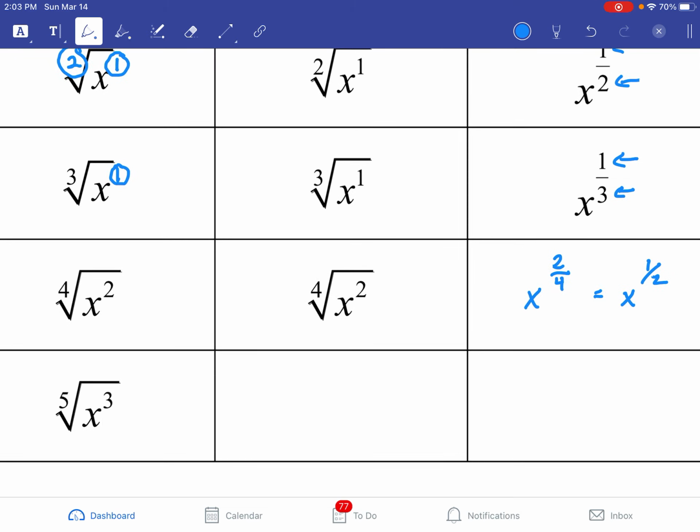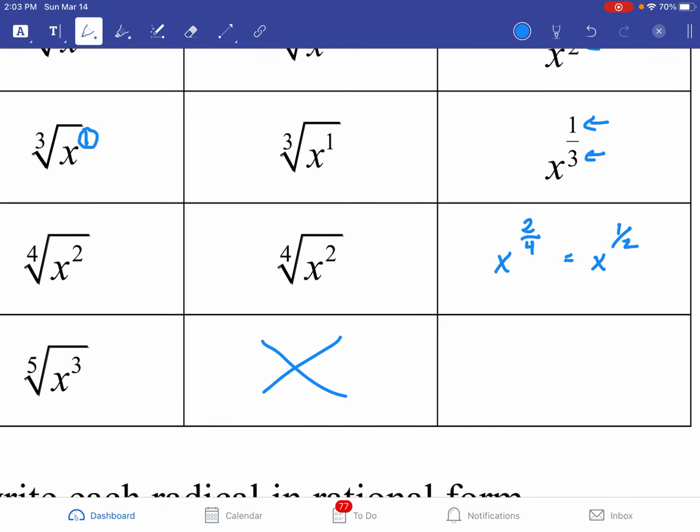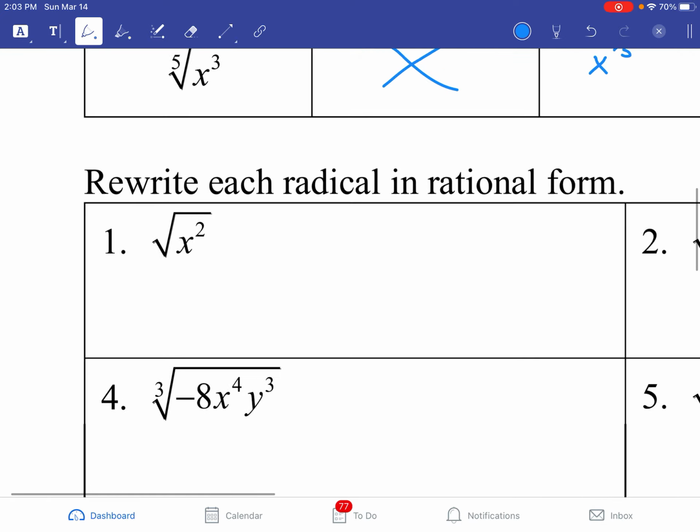All right, because we know that's the root already, I'm going to skip that part and go right to the end. So you have x, the exponent is your numerator, the root is your denominator. And there you go. So you're just rewriting a radical as a fractional exponent. So let's look at some examples here.